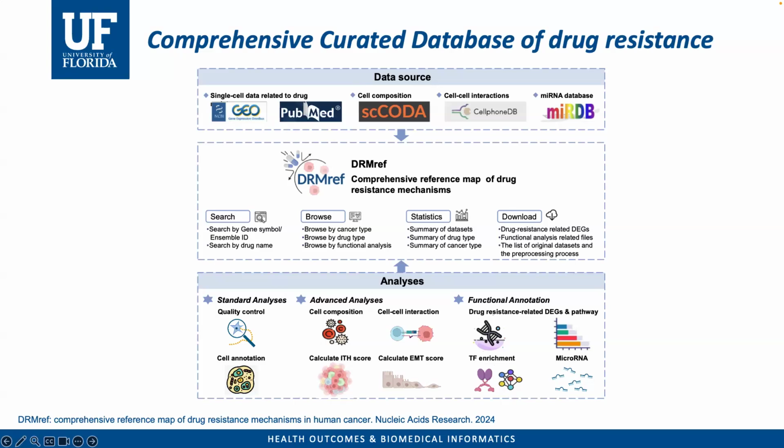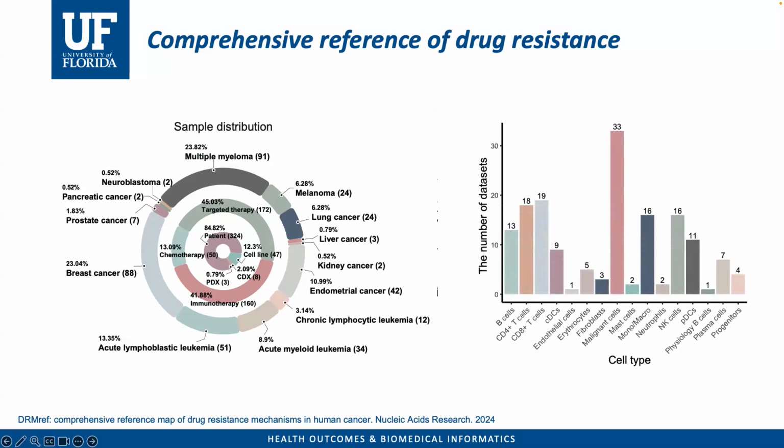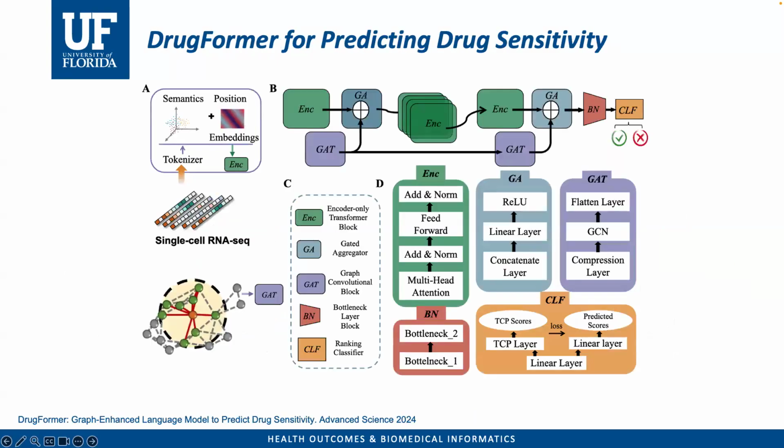We built this comprehensive database, and it covers different treatments and also different cancer types. Different patient tissues, cell lines, CDXs, PDXs, and different treatments, chemotherapy, targeted therapy, and immunotherapy, ranging across different cell types. And that's the database. It was done by 2023 and published in 2024. We keep collecting all those data. Actually, we have version 2. Hopefully it will be published soon.